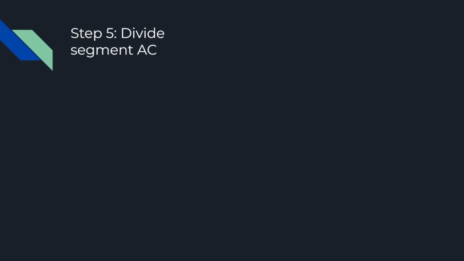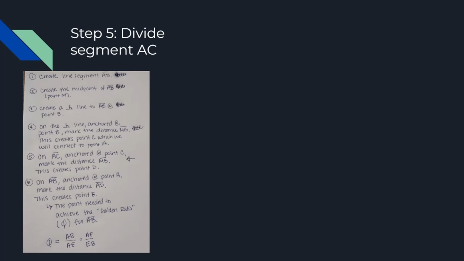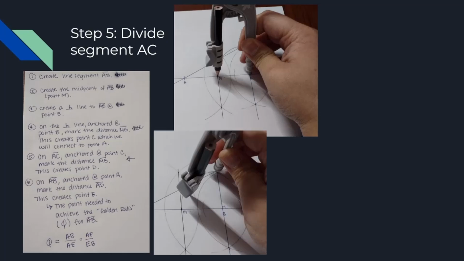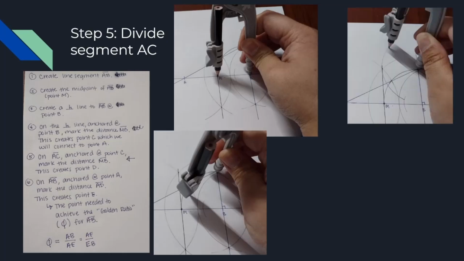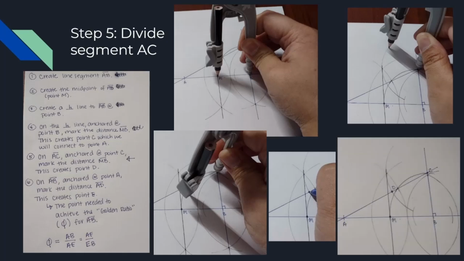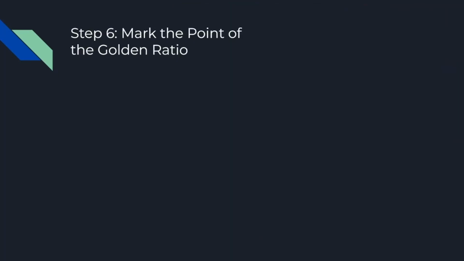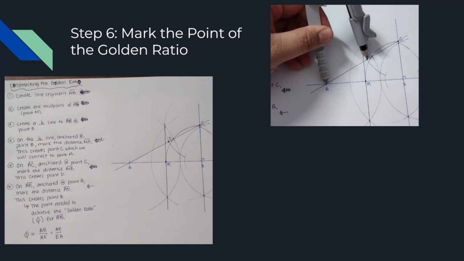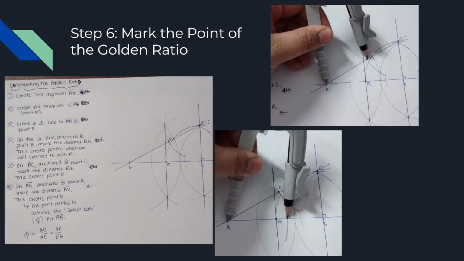Keeping your compass the same length, the length of MB, anchor your compass at point C. Draw an arc that intersects your new segment, AC, and we will label this intersection point as D. And finally, the last step will be to open your compass to length AD, anchoring your compass at A, draw an arc so that it intersects with your segment AB, and we'll label this point E.